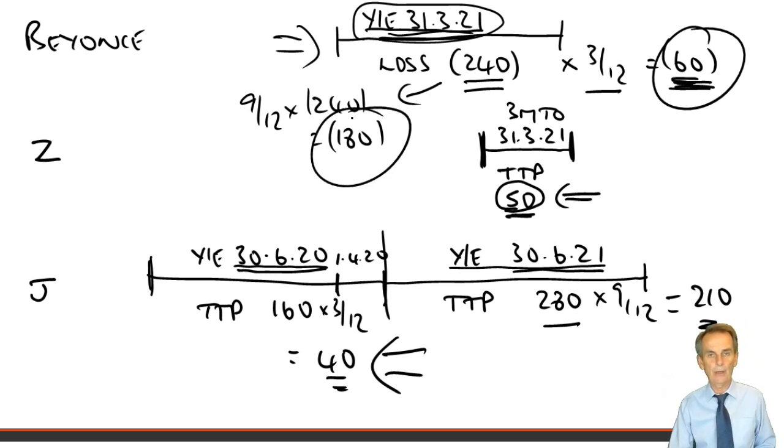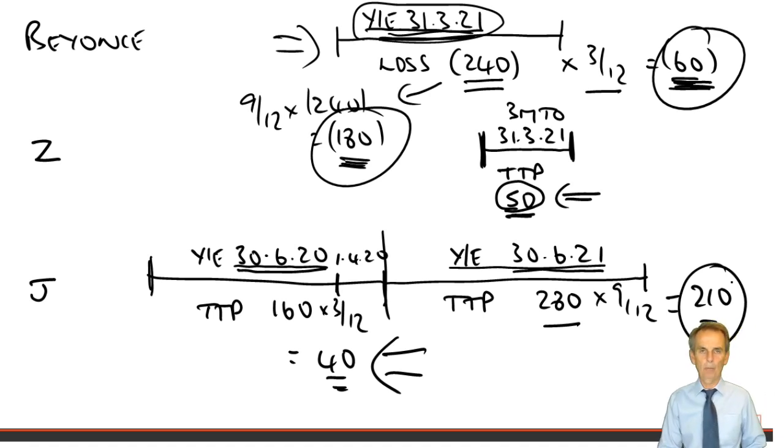Well, which now is the smaller figure? The loss of 180. So this is telling us that all of that 180 loss, if you choose to use it in this way, would be available to go against the £210,000 of profit of J for its year ended 30th of June 21.